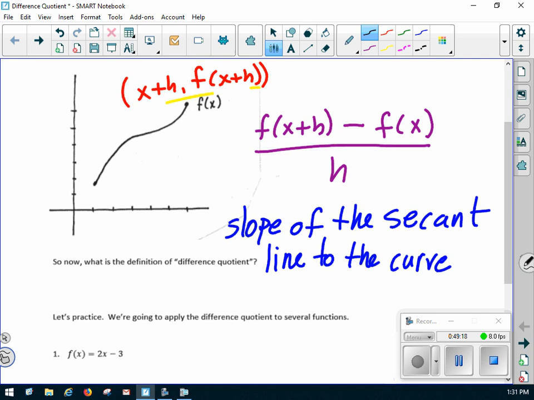Go ahead. What I meant is, what's the point of the h getting so close to x that it becomes... Take calculus. Take calculus. No, it's stuff that I cannot explain to you now, because you take calculus.